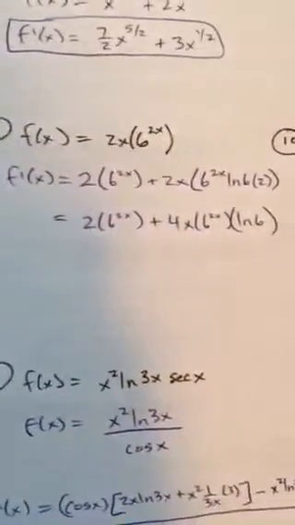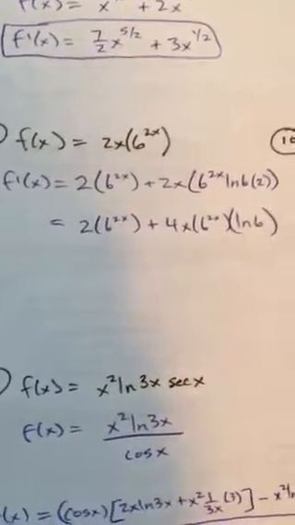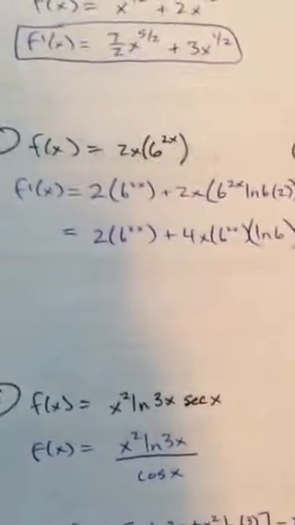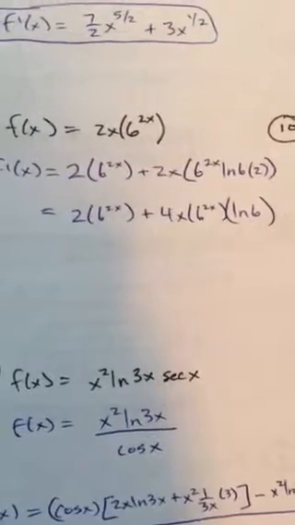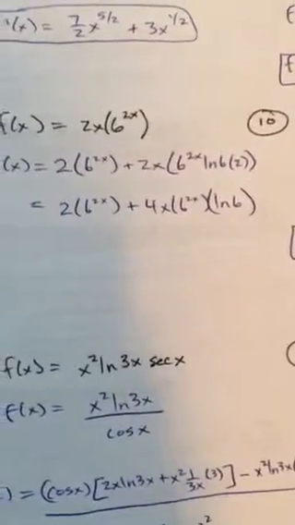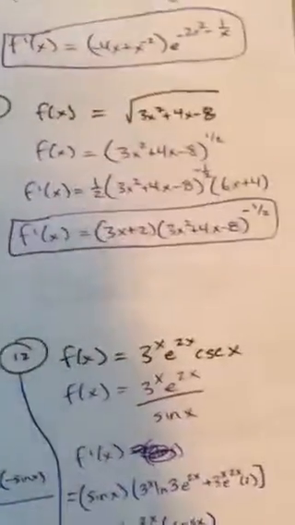Number 9 here, folks, you have the product rule. Derivative of the first times the second plus the first times the derivative of the second. All right, the derivative of a to the x is a to the x times the natural log of a times the derivative of whatever that x is. All right, got a little chain rule in there.